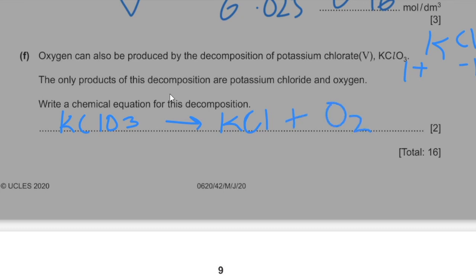Now we'll balance this. Since the number of oxygen is not balanced over here, we could increase it to 6 and then here multiply by 2, and that means 2 potassium and chlorine atoms as well.